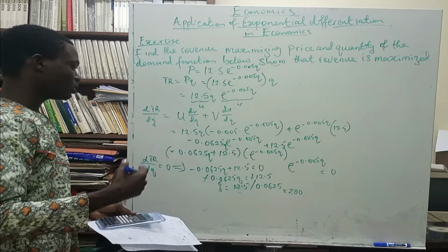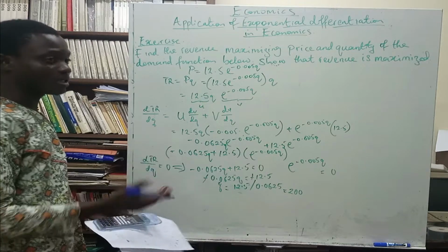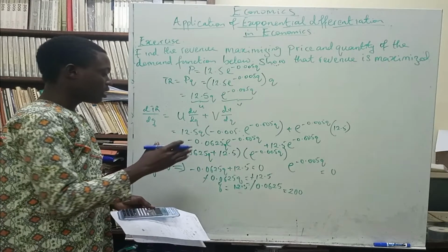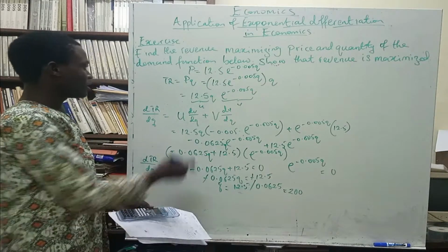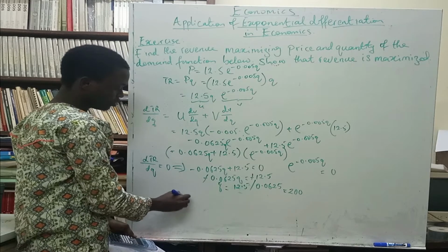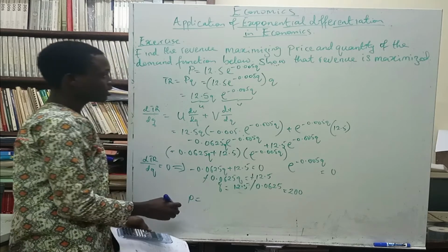So that is going to be the revenue. This is not profit. We are just doing a revenue function. So this is going to be a revenue maximizing quantity. Now let us get the price. So then we just substitute the value of Q into the inverse demand function to get the price.